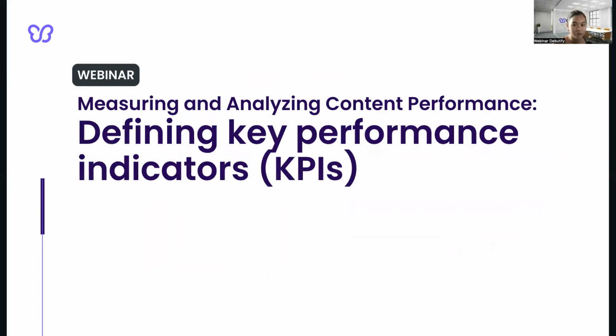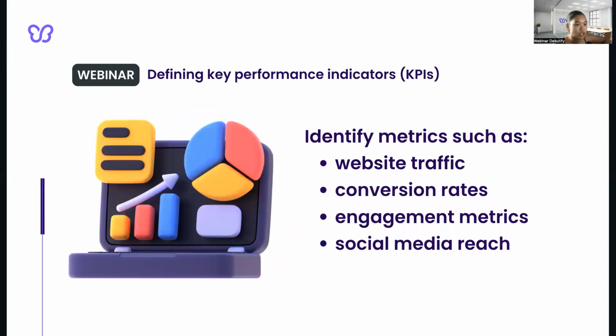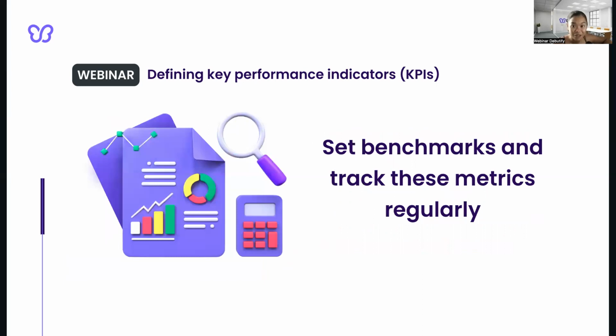And once you have all those covered, don't forget to measure its performance, and make sure to use key performance indicators or KPIs. Before you can measure your content's performance, it's essential to define KPIs and make sure that they're aligned with your goals. So identify metrics such as website traffic, conversion rates, engagement metrics, or social media reach. Set benchmarks and track these metrics regularly to evaluate the effectiveness of your content strategy.